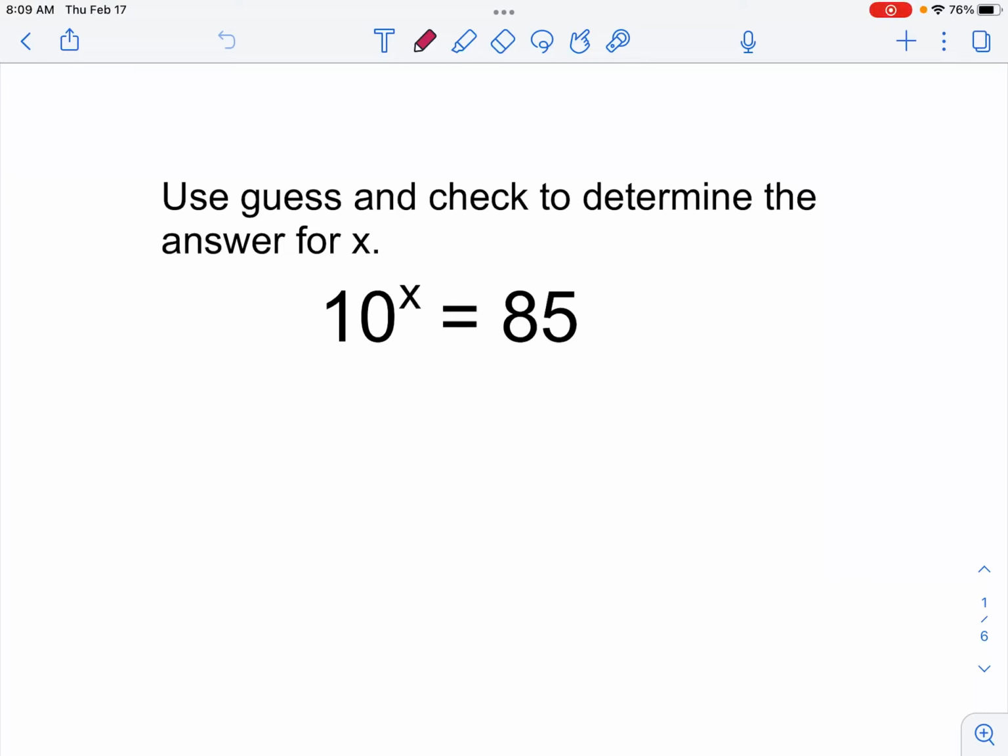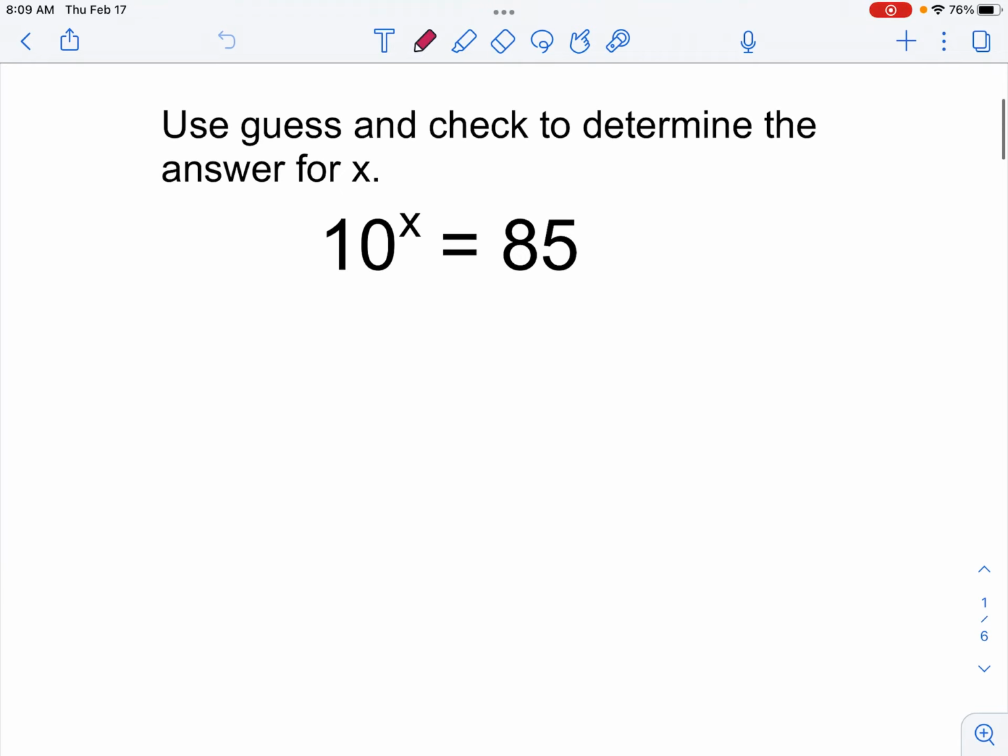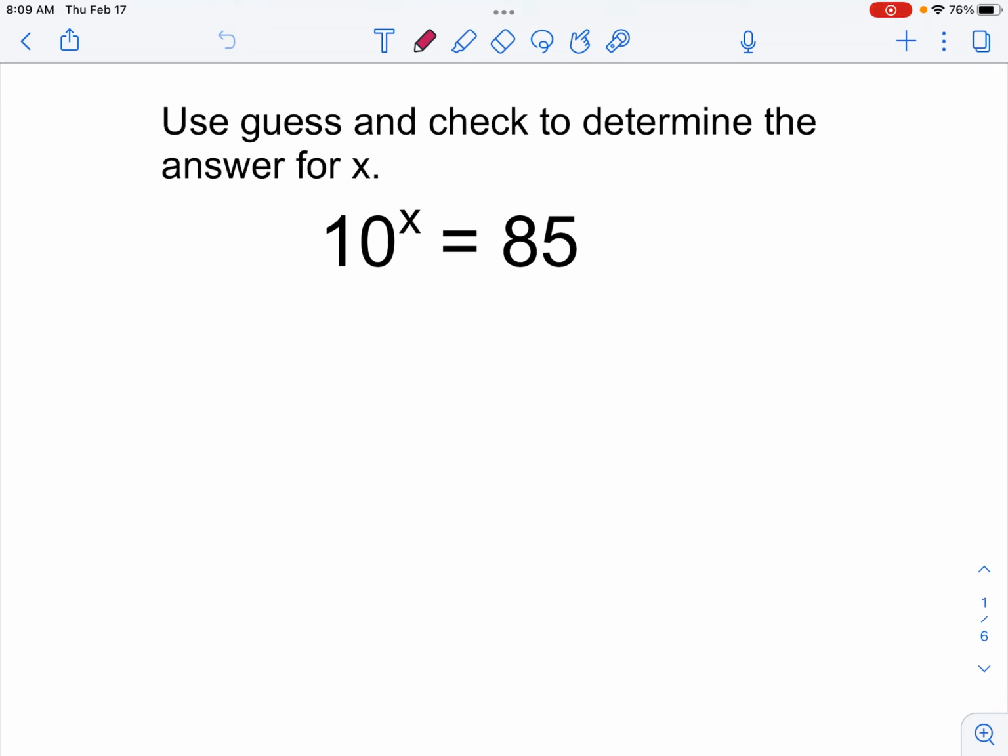Alright, so this is the first video of our Unit 10 notes. We're going to start by using guess and check to determine the answer for x. So this is 10 to the x equals 85. What I encourage you to do is pause this, see if you can figure it out on your own. Try to get it to like 3 decimal places.